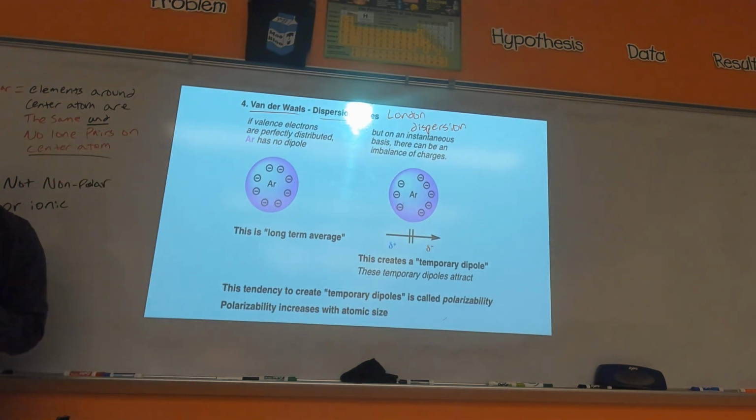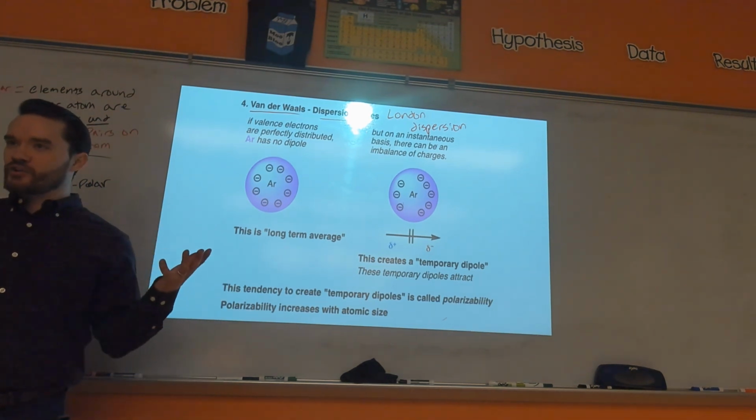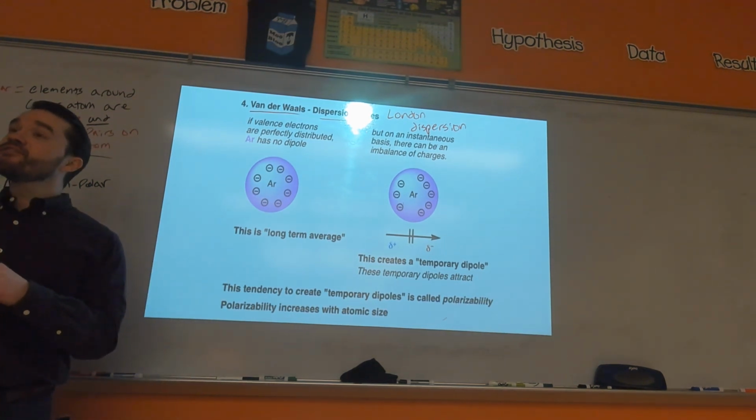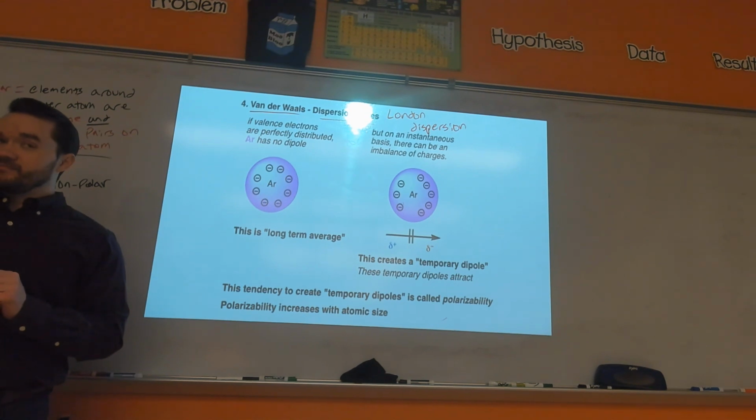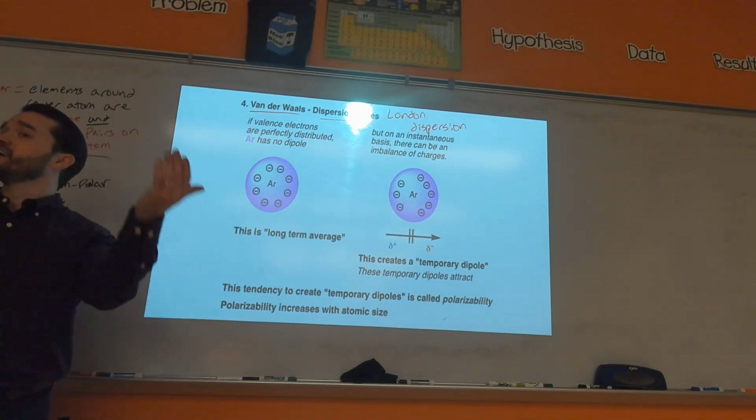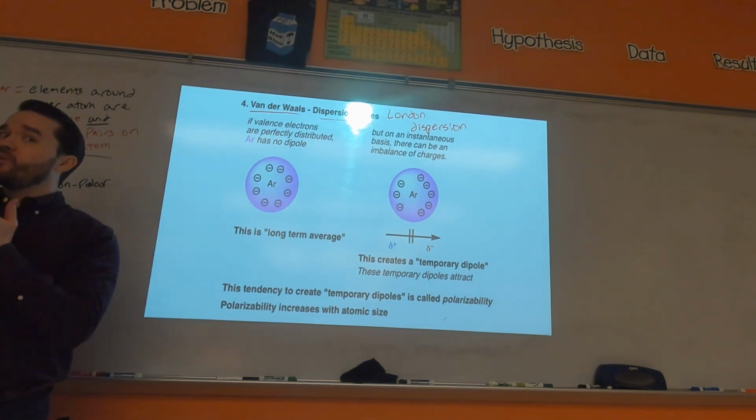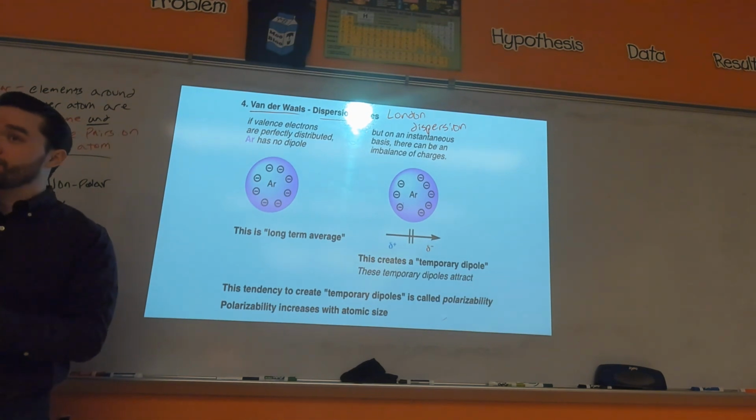And to understand London dispersion or van der Waals or dispersion forces, let me ask you this. If I flip a coin, what are the odds that I get heads or tails? 50%, right? We all agree. If I flip this coin 10 times, there's actually a pretty good chance I'm not going to get 5 heads and 5 tails. Why is that? Does that mean there's not a 50% chance of getting heads or tails?